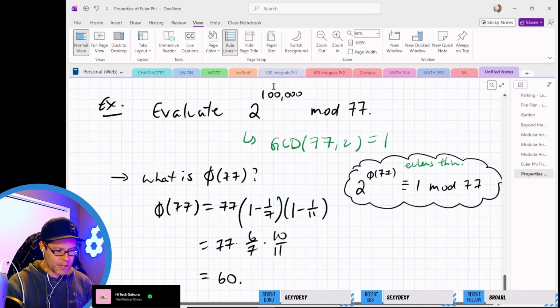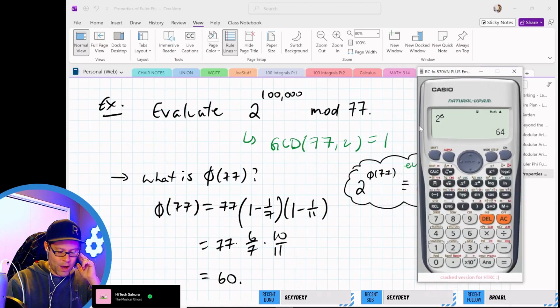So what we could do is figure out how many times 60 goes into 100,000. That's going to be the next question. So 100,000, let's divide that by 60. So we're going to get... am I doing this right?